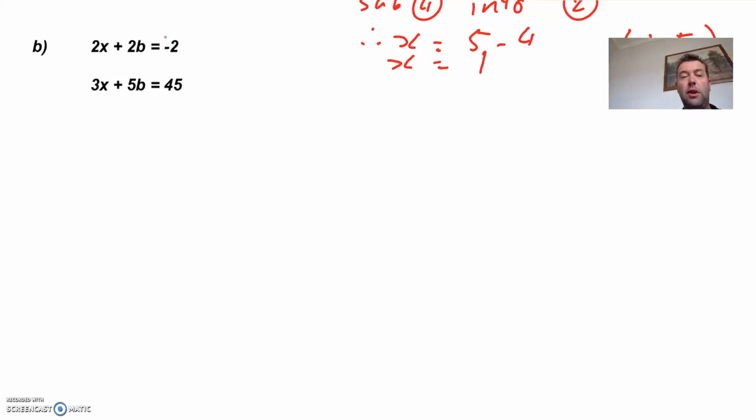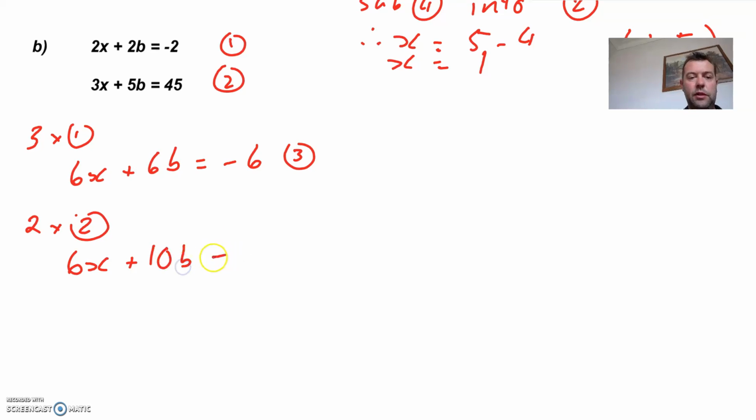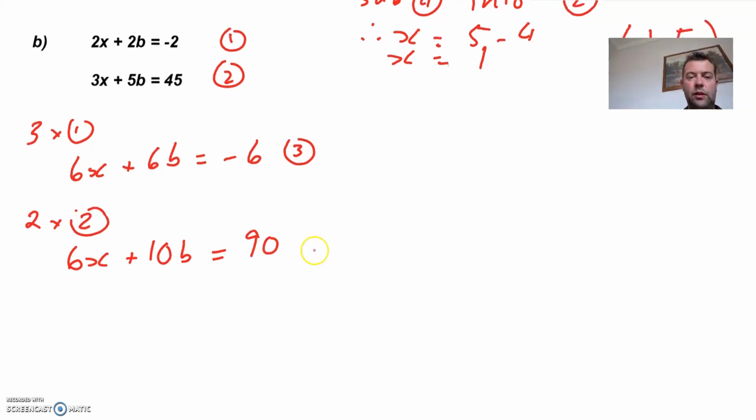You know what I'm going to do? I am going to triple the first equation and double the second equation, so we get 6x in both of them. So let's call this 1 and this 2. So I'm going to go 3 lots of 1 gives me 6x plus 6b equals negative 6. I'm going to call that equation 3. Now I want to do 2 lots of equation 2, because that is also going to give me 6x. It gives me 6x plus 10b equals 90. Call that 4.